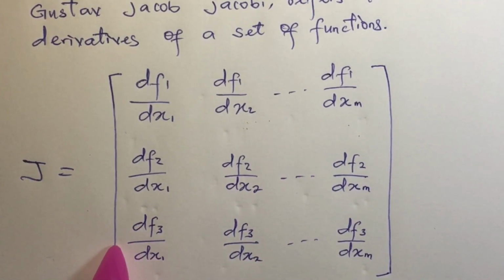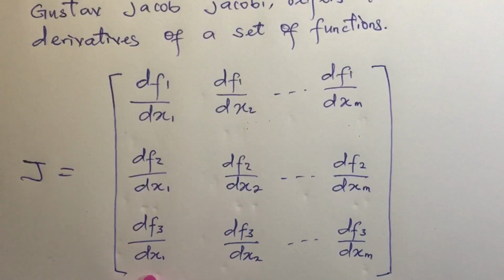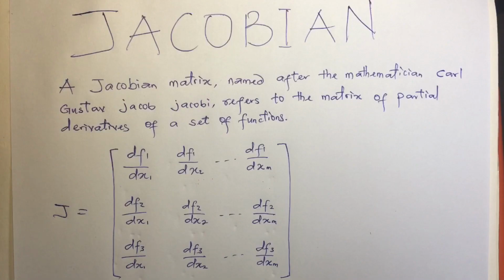Now for the third function, you look for the differential of the third function with respect to the first variable. Next, you look for the differential of that third function again with respect to the second variable, now down to the last variable. The determinant of the above Jacobian matrix is called a Jacobian.